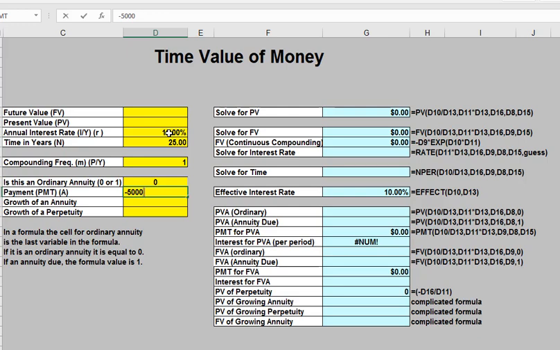So we'll make a $5,000 payment at the end of each year. Again, here's a zero. And let's see what that will grow to. That $5,000 per year will be worth roughly $491,735 at the end of 25 years.